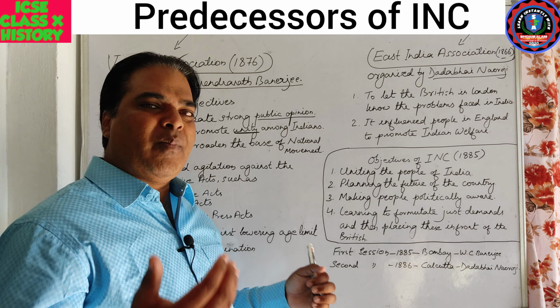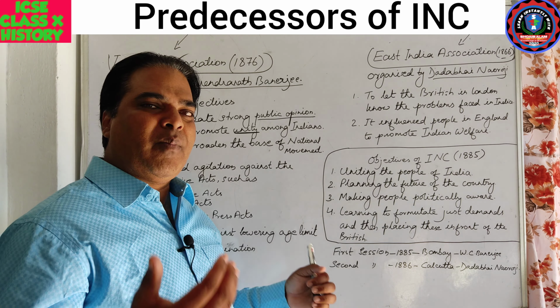The Arms Act was passed in the year 1878, as you all know. According to the Arms Act, only the Europeans could keep arms without a license, whereas Indians were not allowed to keep arms without a license. So this is completely unfair. This agitation also was against the unfair law in the country, the Arms Act.